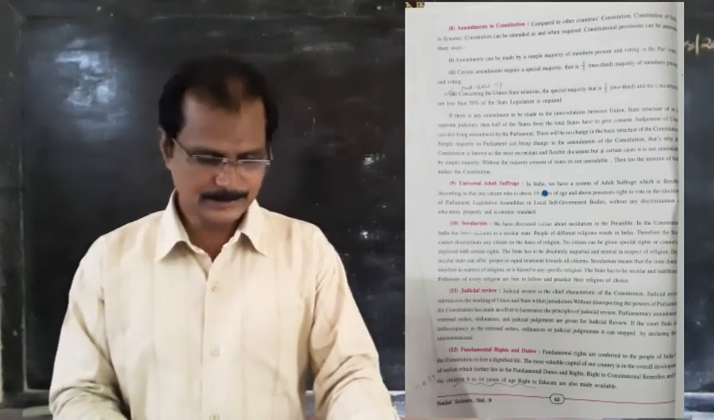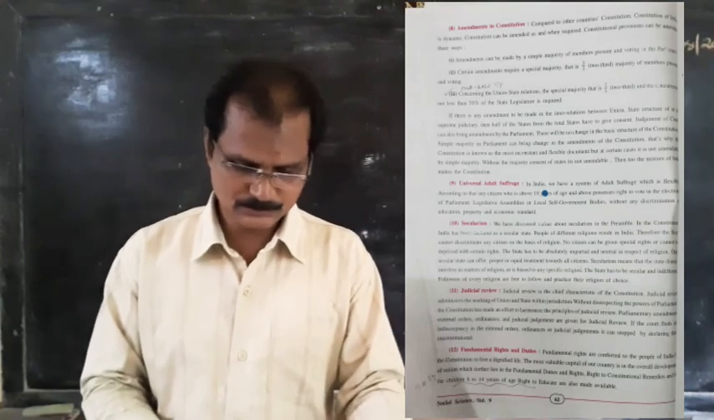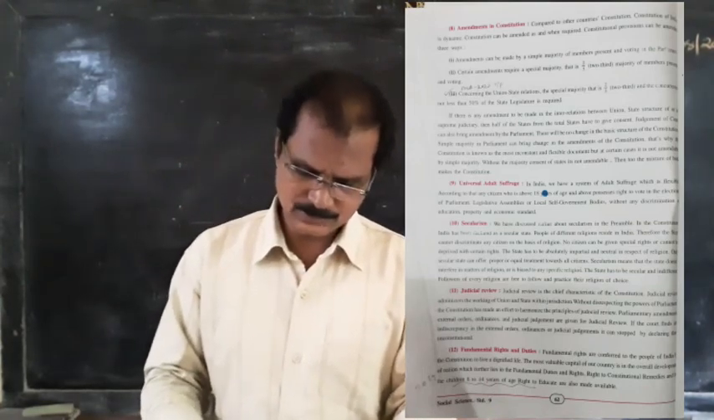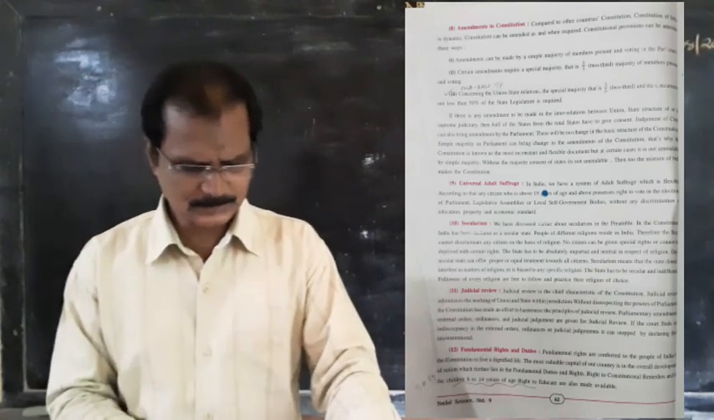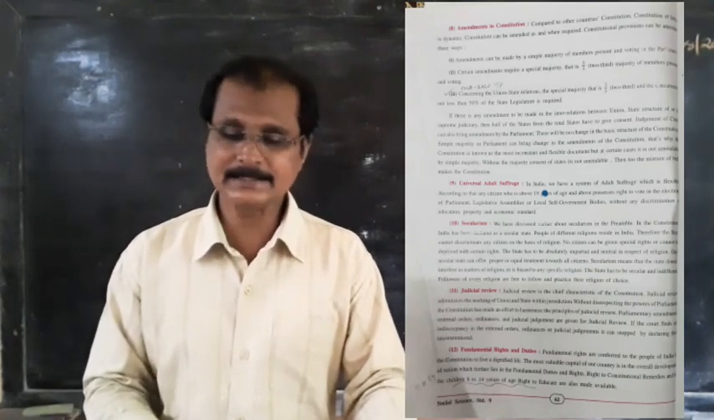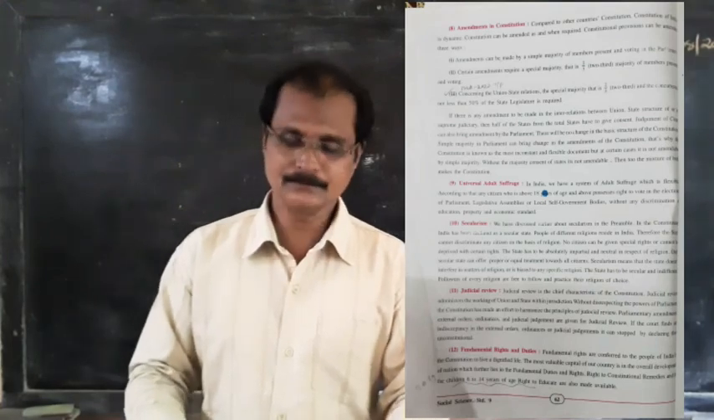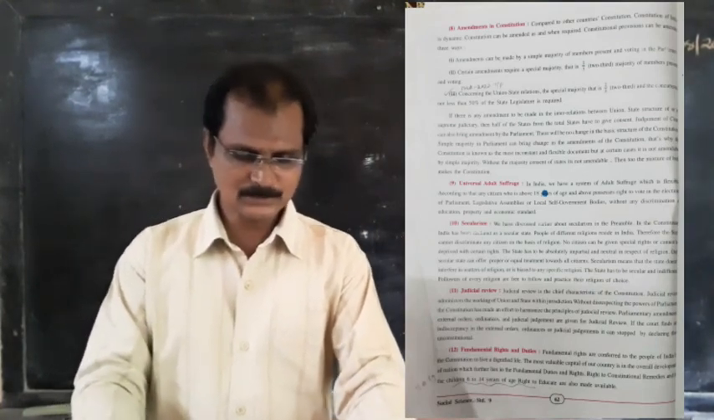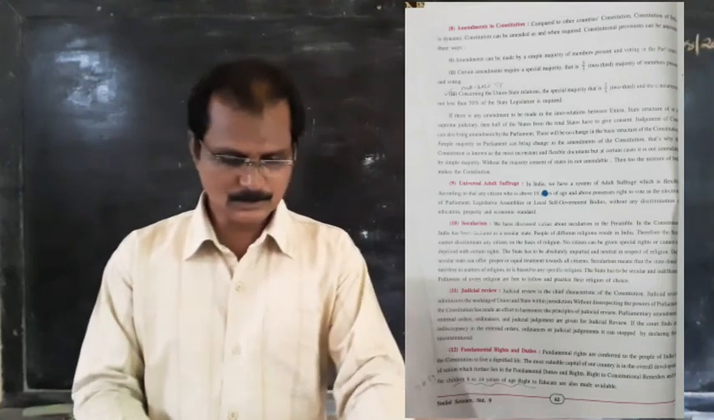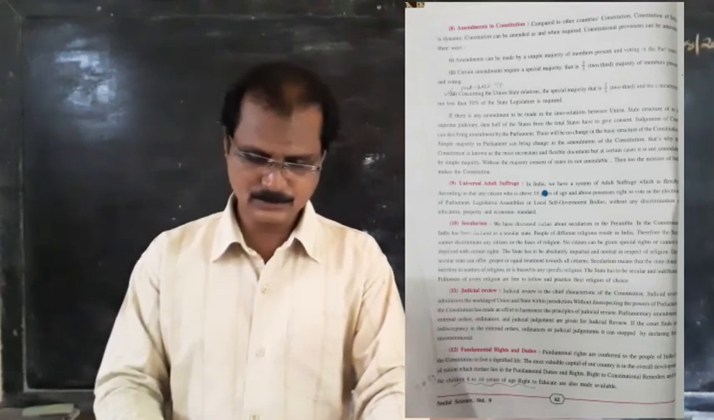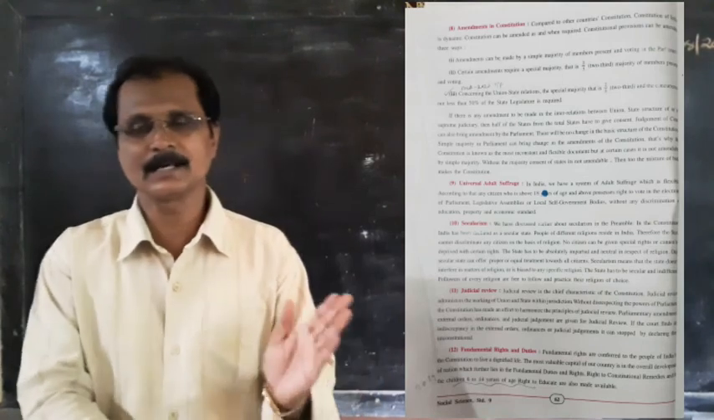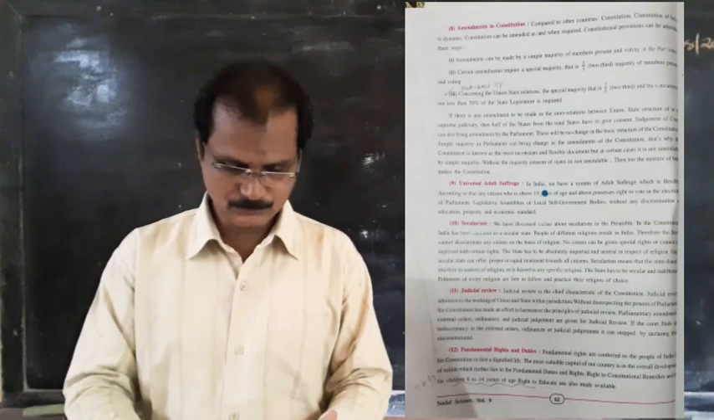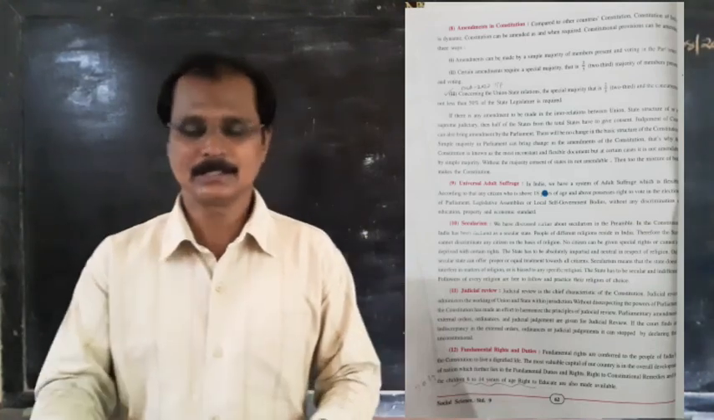Then the 11th point, judicial review. Judicial review is the chief characteristic of the Constitution. The administrators working in the state work within the judicial framework. The last one is fundamental rights and duties. We have fundamental rights confirmed to the people of India at the constitutional level, and the right to constitutional remedies. Children aged 6 to 14 have the right to free education.